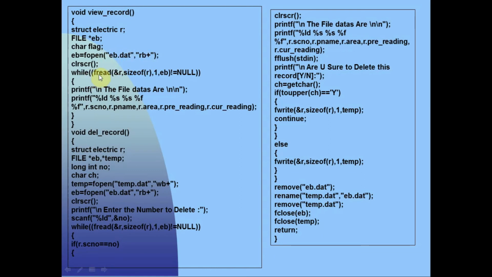Here, the while loop with the fread function reads the data from the file from start to end, until it is not equal to null. So not equal to null means up to the last record. The data is read from the file and stored into the structure, then displayed on the screen. So that is the flow: read the data from the file into the structure, then print it on the output screen.